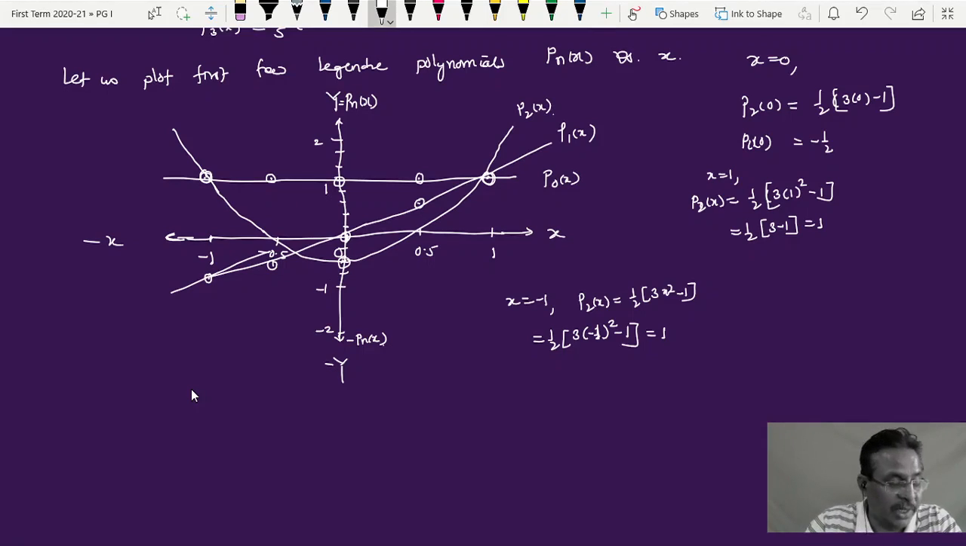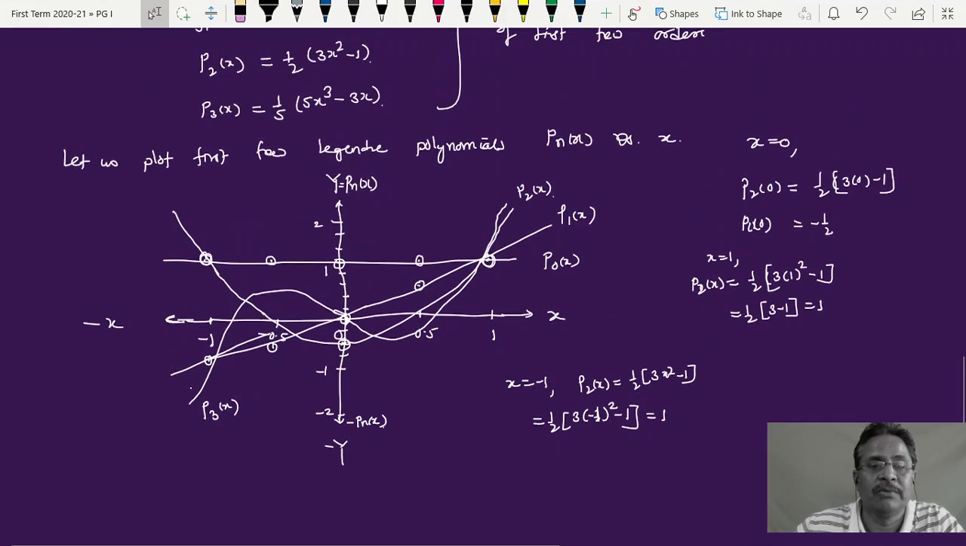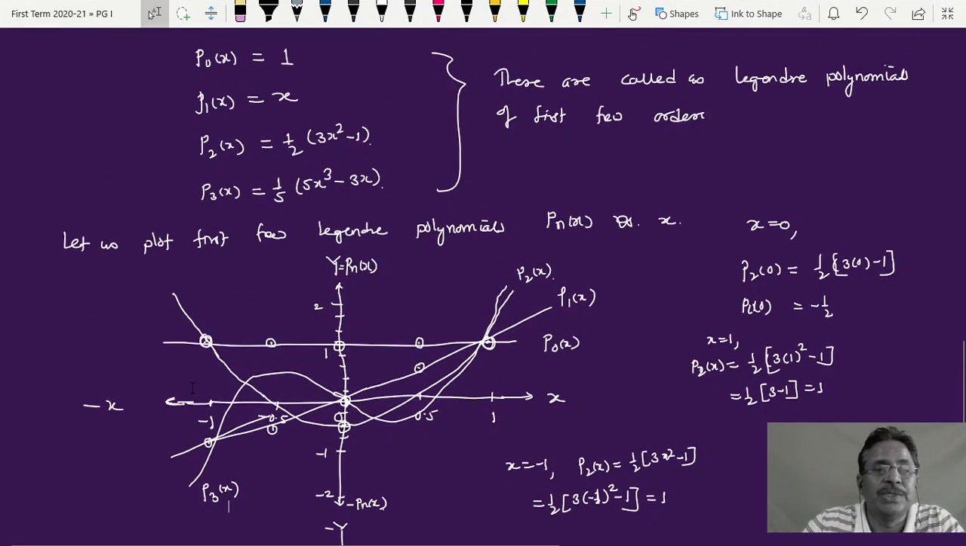This is my P2x. The other one, P3x, is a bit difficult to draw here, but that doesn't matter. We'll draw this P3x as here. The shape of the P3x is shown by this. The shape goes here, then passes through the origin, goes down here, and again passes through this. So this is my P3 of x. Whatever lines and curves we have drawn here can be seen from this diagram.